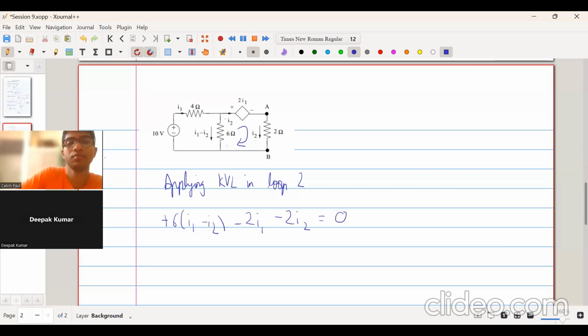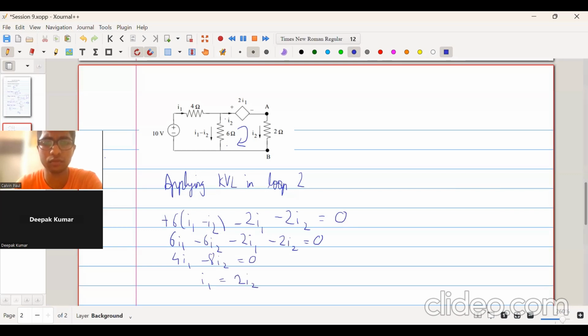Any doubts in this? No, sir. Very good. So we expand it. We get 6I1 minus 6I2 minus 2I1 minus 2I2 is equal to 0. So we get 4I1 minus 8I2 is equal to 0, or I1 is equal to 2 into I2. Is there any doubts in this? Okay.